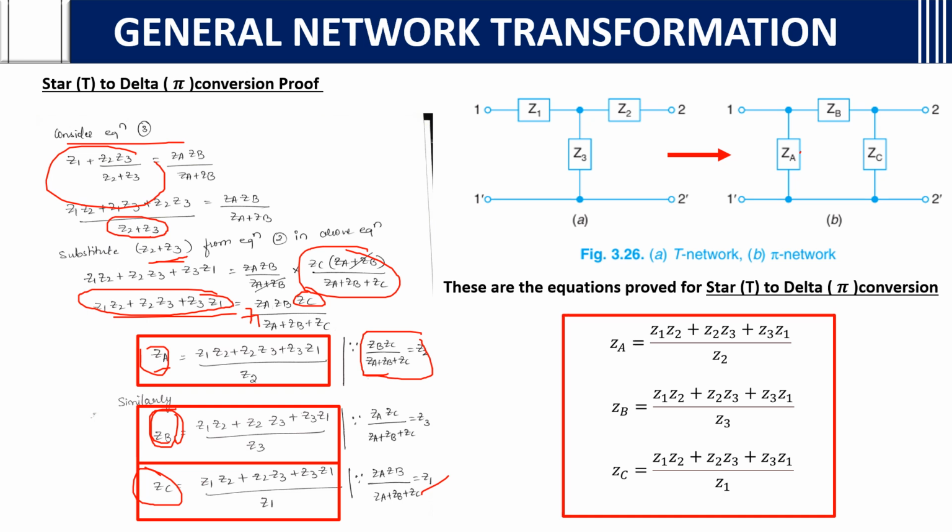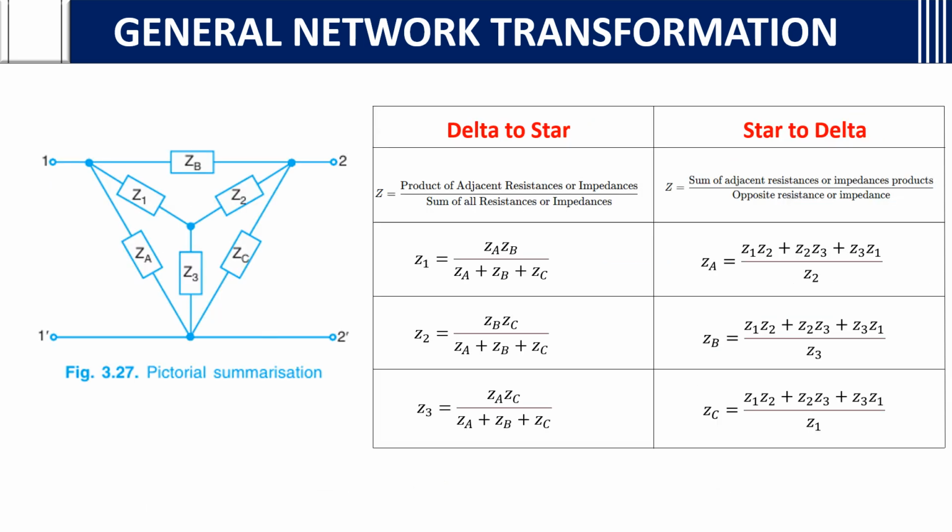Now I'll tell the easy form to remember these values. No need to remember that Z1 means this only, Z2 means this only. Nothing like that. I'll tell you the easy technique in the next slide. This is the slide which is required for you. You need to know this formula, so you can write any of the delta to star or star to delta.